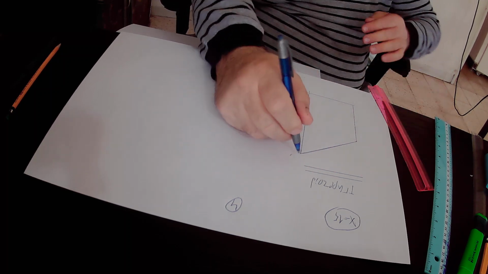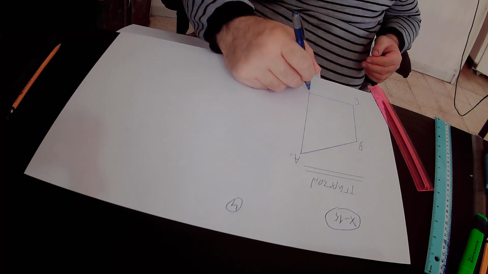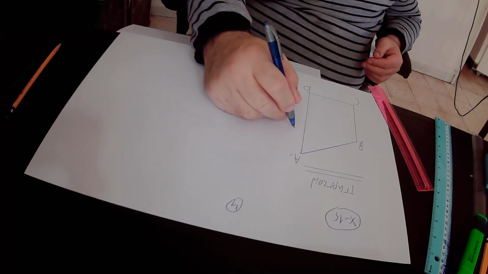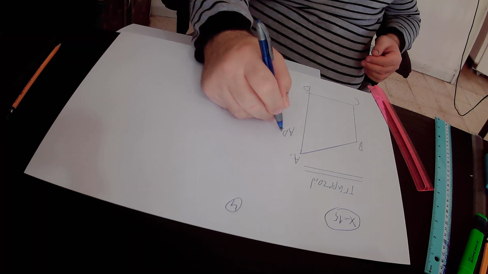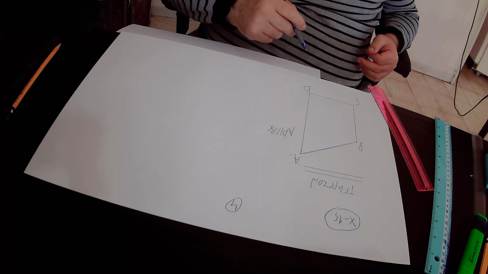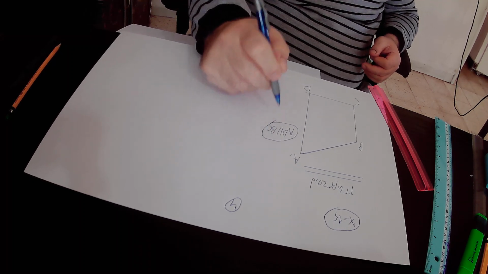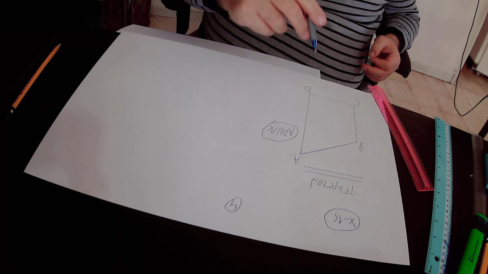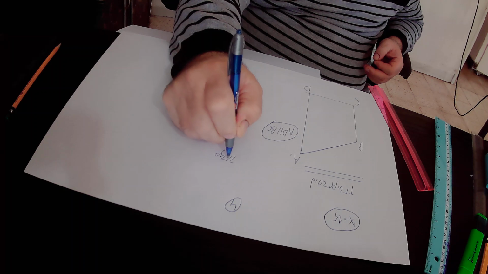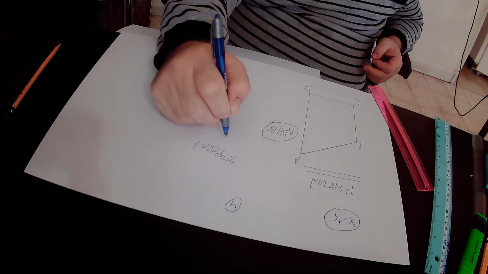So here we have quadrilateral ABCD. In quadrilateral ABCD, side AD is parallel to side BC, and therefore quadrilateral ABCD is a trapezoid. So what is the area of trapezoid ABCD?